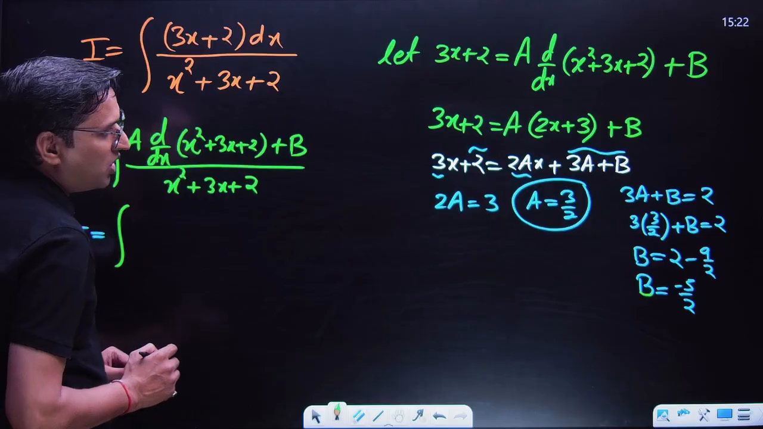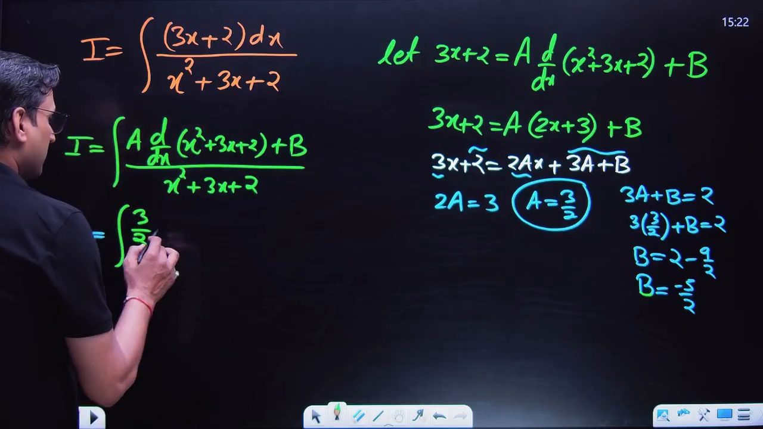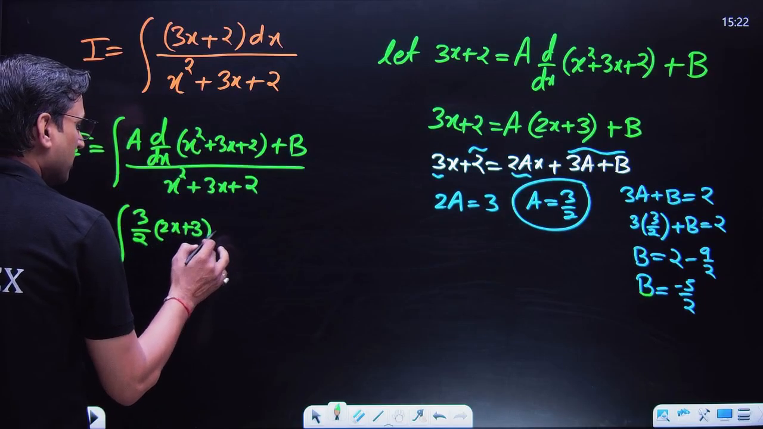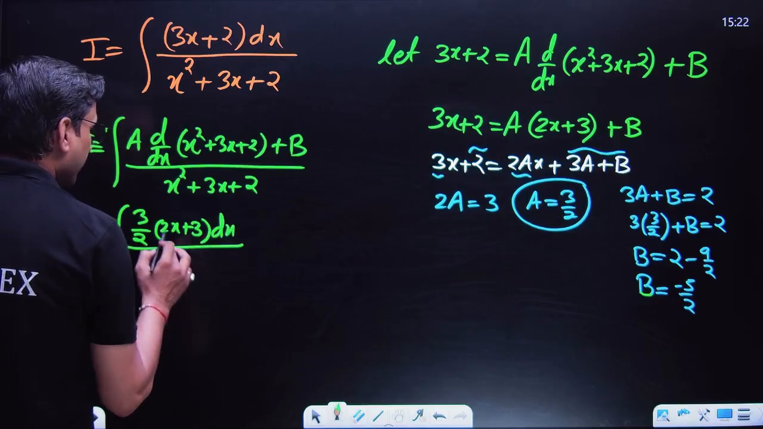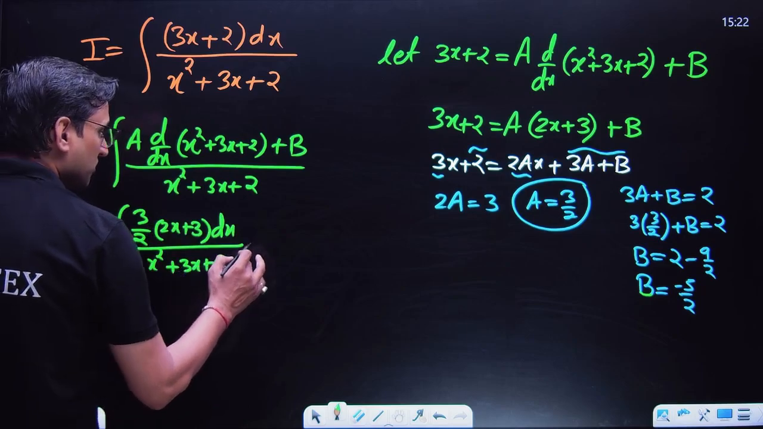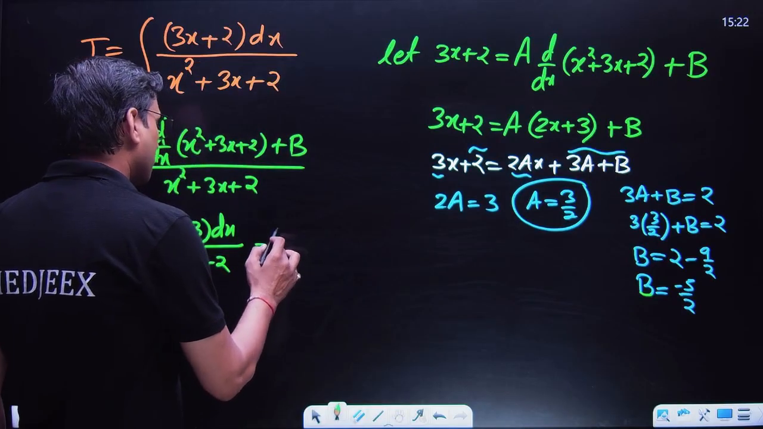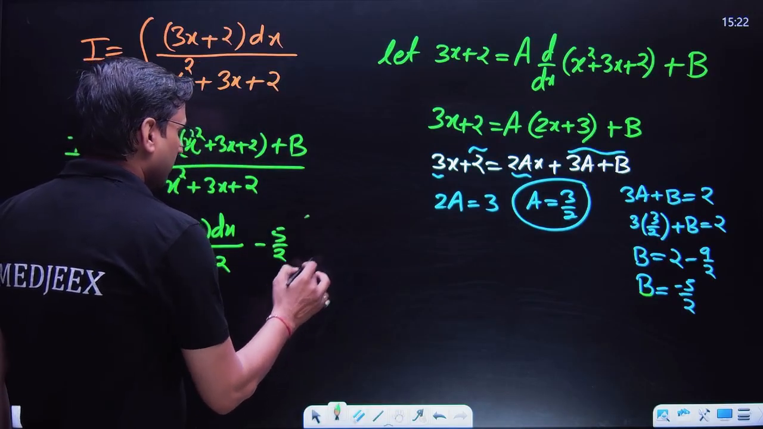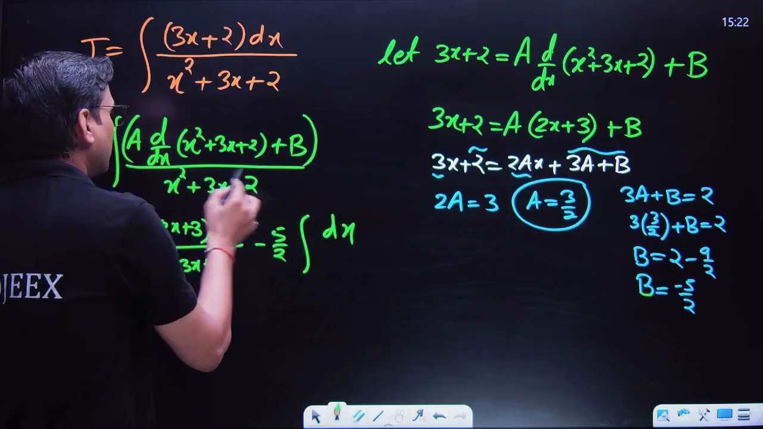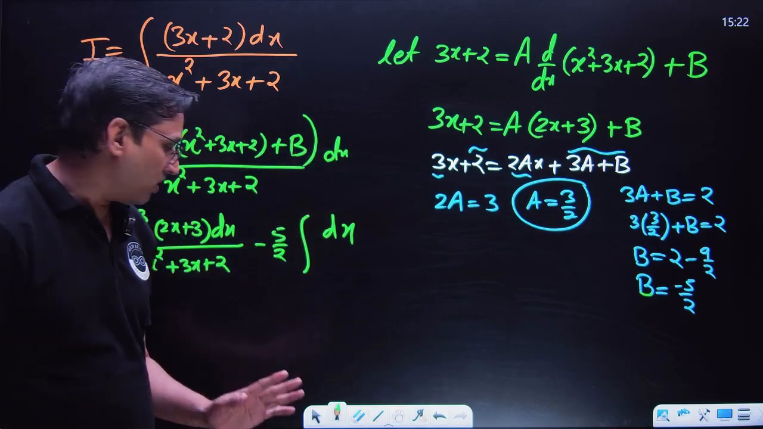A is what? A is 3 by 2. Okay sir. And what is the differentiation of this? So 2x plus 3. Very good. dx whole divided by x square plus 3x plus 2. Yes sir. What is B? Minus 5 by 2. Just keep it outside, dx upon, just because this will also be multiplied with the element dx. Is this clear to all the students?